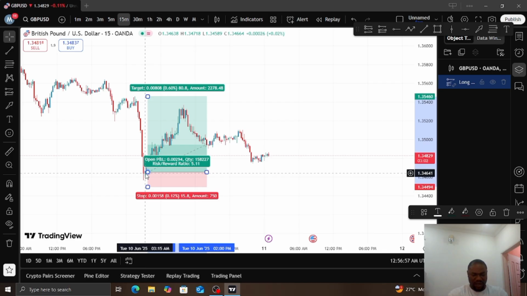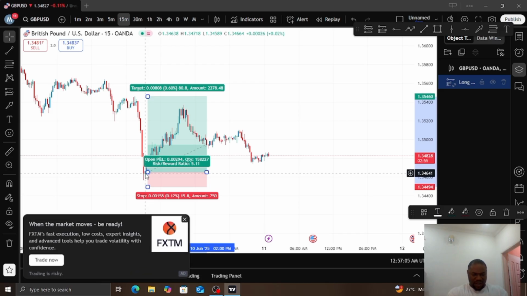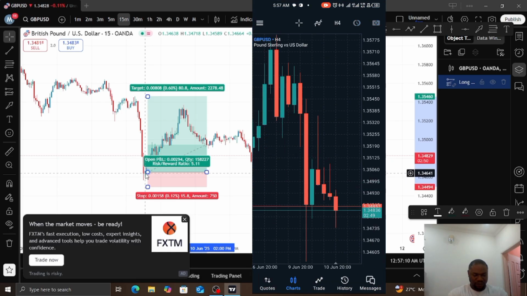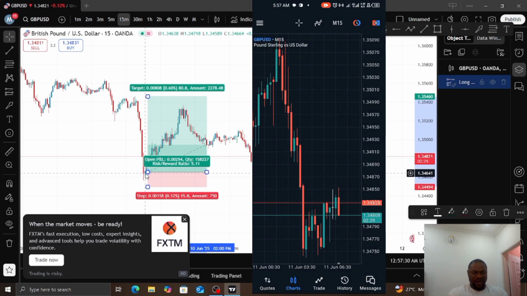This is our entry, right? So at this point, you will now come to your MetaTrader 5. Let's screen record that so you understand what I'm saying. We are looking at GBP USD. What time frame is this? 15 minutes. So we go to 15 minutes.